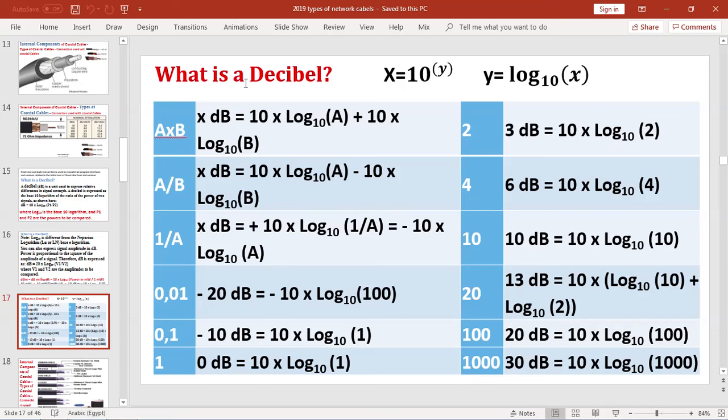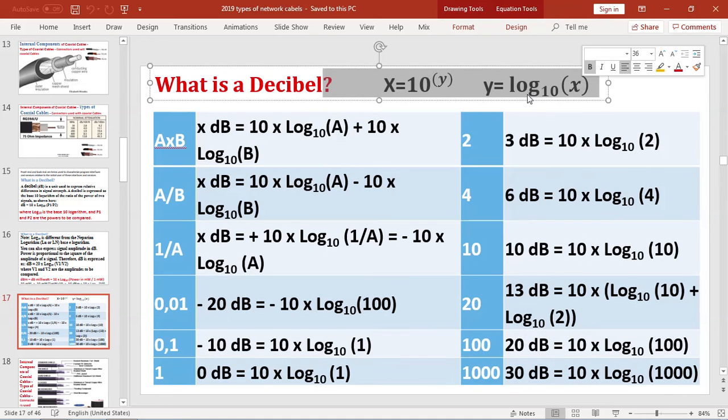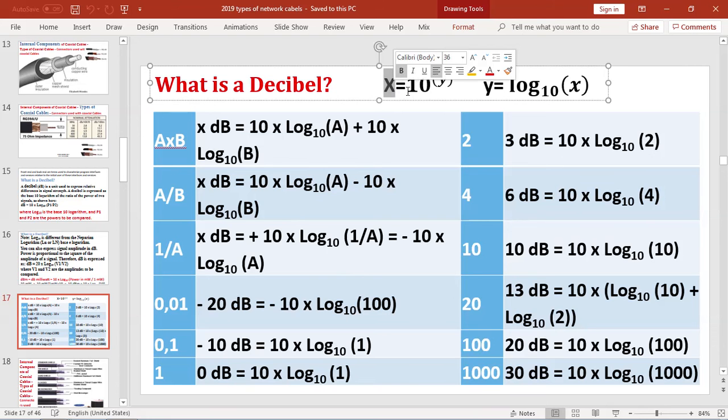As we know, first the mathematical expression. What is the meaning of y equals log 10 of x? If x, some value, equals 10 to the power y, then y equals log base 10 of the value x. So it's clear, okay? If x is a value equal to 10 to the power y, so y equals logarithm 10 of the value x.